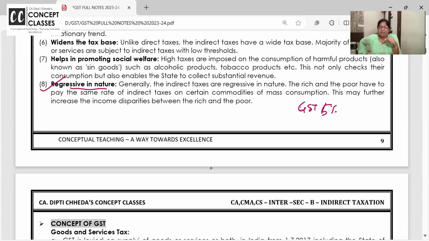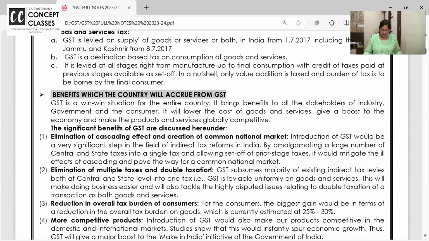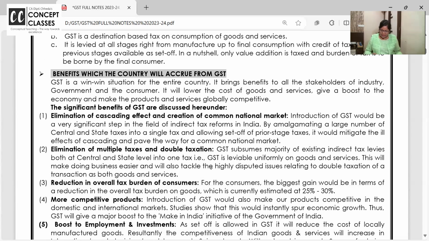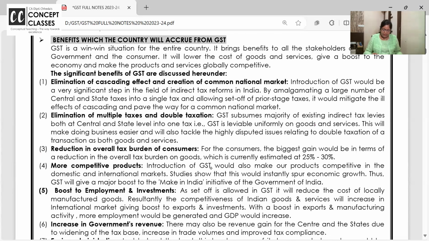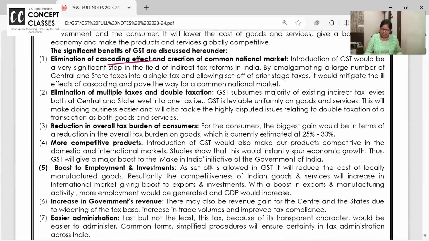Whereas how is income tax? If you are earning above 50 lakhs, you pay surcharge. If you are earning above 5 crore, you can pay 37% surcharge. That is progressive. This is regressive. Okay, right. It is applicable to the whole of India. Done. And then benefits and advantages, we have seen there is no cascading effect.